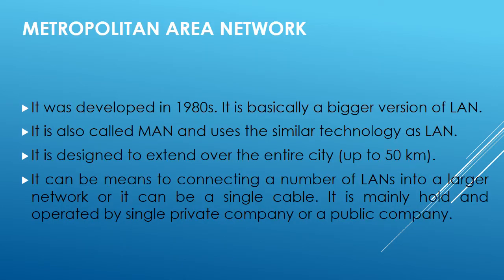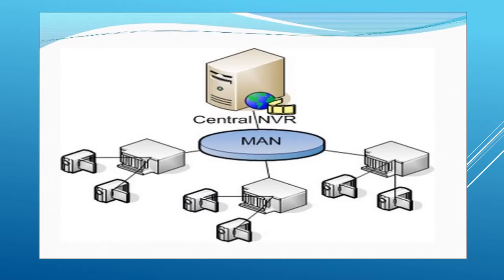Let's see the details about Metropolitan Area Network. It was developed in 1980s. It is basically a bigger version of LAN. It is also called MAN and uses similar technology as LAN. It is designed to extend over the entire city, up to 50 kilometers. It can be a means of connecting a number of LANs into a larger network, or it can be a single cable. It is mainly held and operated by a single private company or a public company. Here you can see how different LANs combined and formed a big geographical network called MAN.